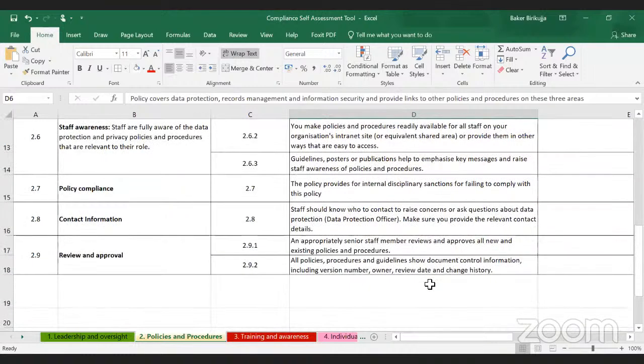Then I should have an area of compliance. People should know, using the internal disciplinary sanctions, if you fail to comply, this is what will happen to you. I've already talked about the contact information, and it should definitely be reviewed and approved by management.